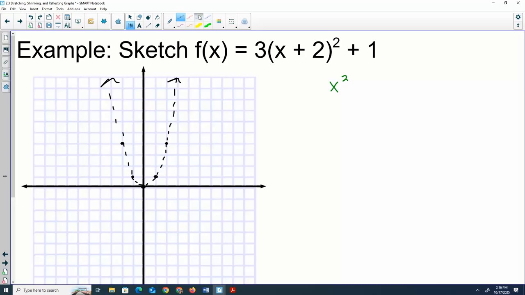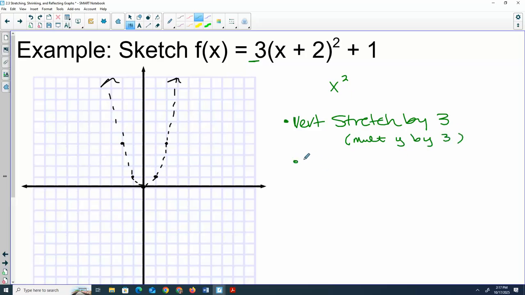Okay. So if I'm talking through the transformations, what will the 3 in front do? Out in front changes y and does what it says. So we are really just going to multiply y by 3. What does the plus 2 do? And the plus 1?